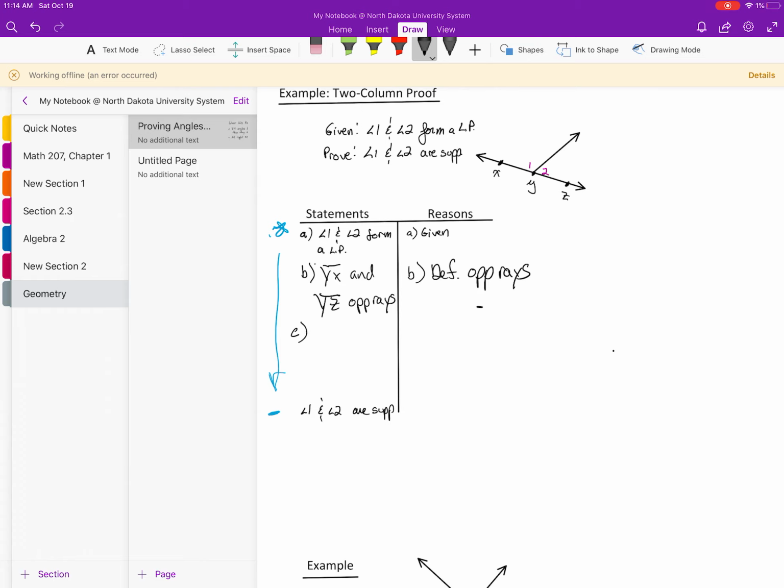Well, once we've established or introduced the idea that they are opposite rays into evidence in our proof, we can use it to say that the measure of angle XYZ equals 180 degrees.